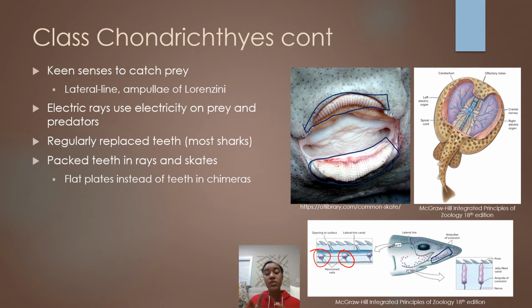And then these plates are even more well defined as actual smooth plates in chimeras, instead of having teeth that are fused into plates. In addition to using teeth to catch prey, some rays use electricity. And so they're showing you in this picture here that there are these electrical organs in some rays that allow them to produce electrical pulses. And these will stun the prey, giving the ray enough time to effectively catch it. They can also use these electrical pulses to stun predators, giving them enough time to escape predation.